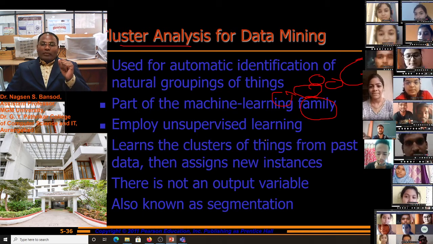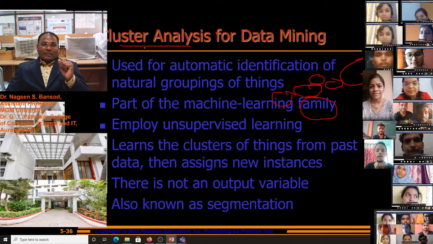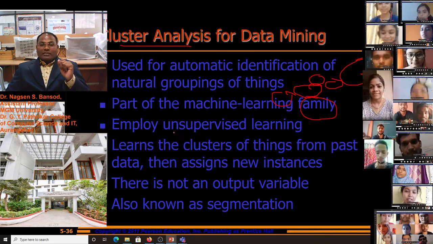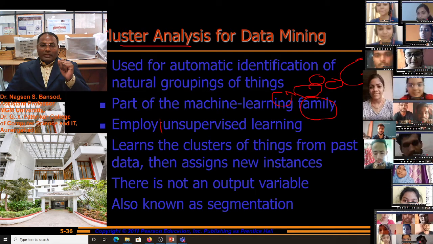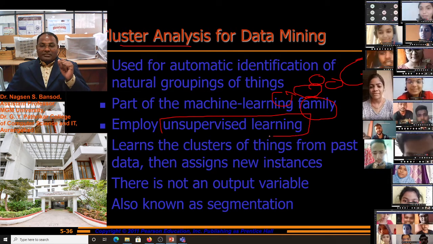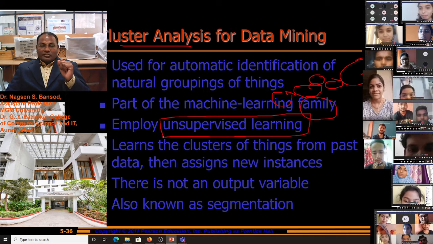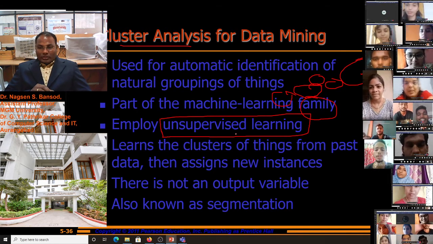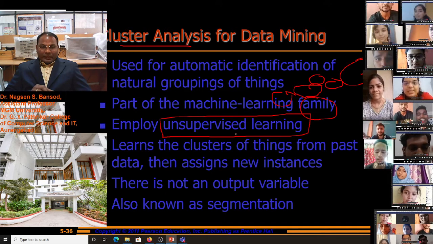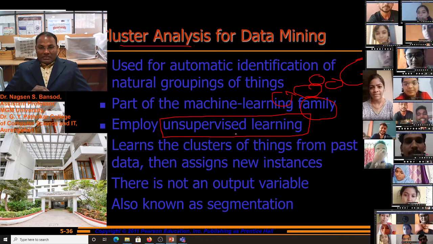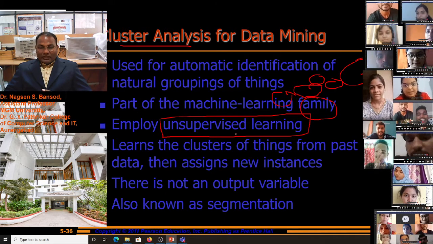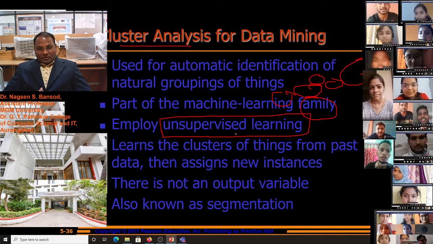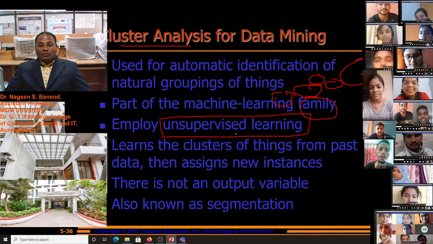Employ unsupervised learning. In cluster analysis, we will use unsupervised learning. You have to keep in mind, in cluster analysis, unsupervised learning is used. There will be a question for 1 mark, an objective type question: Cluster analysis uses supervised learning, unsupervised learning, both supervised and unsupervised, or none of these. Then the answer will be unsupervised learning.